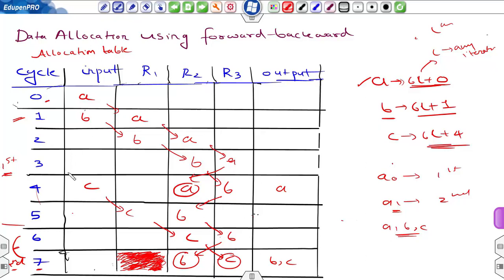So by using this register allocation table and folding equation, we can draw the folded architecture. Okay, so for this example we don't have a folding equation, so we cannot draw the architecture. This example was taken to explain the concept of lifetime analysis and register allocation.